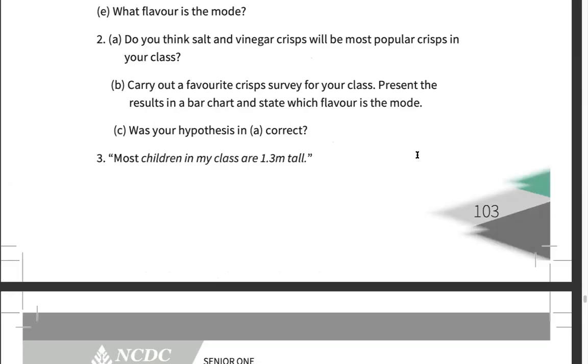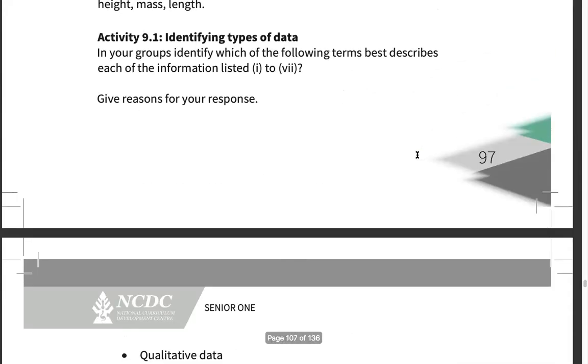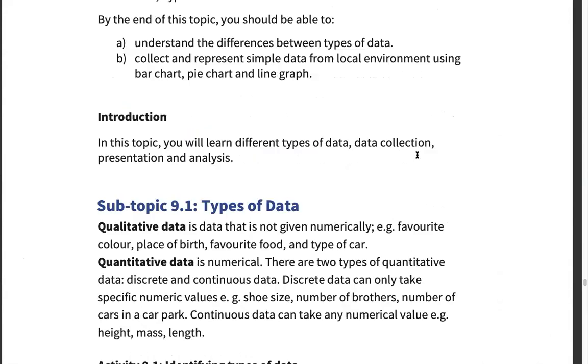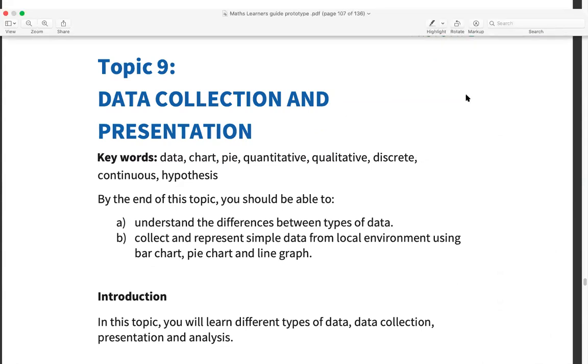You can do some research on them so that when we meet, it's easier for us to go through it quickly. So topic 9 is going to be our next discussion on Friday. I want you to use your learner's guides well, so that it's easier for you to understand that topic, okay?